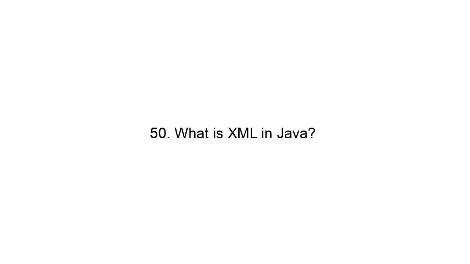50. What is XML in Java? Used with DOM/SAX parsers. 51. What is XML in .NET? Used for config and serialization. 52. What is serialization? Converting object to XML. 53. What is deserialization? XML to object conversion. 54. What is XML transformation? Converting XML to other formats. 55. What is XSL? Styling XML documents.